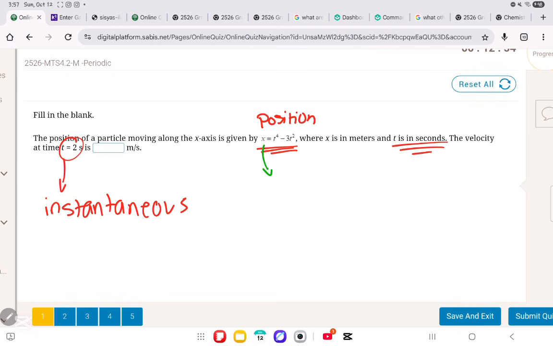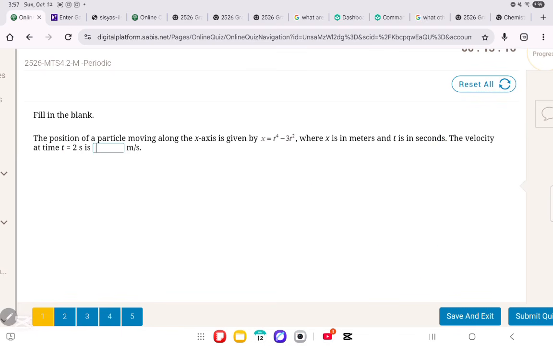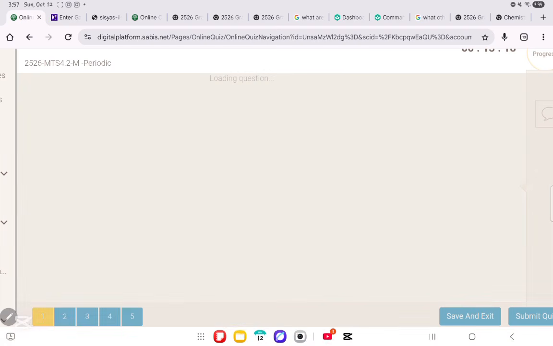Very simply, we take the derivative, so it's gonna be 4t to the power of 3 minus 6t. Now we substitute 2 in the time, so 4 times 2 to the power of 3 minus 6 times 2. That's gonna give us an answer of 20. Let me double check. So 4 times 2 to the power of 3 minus 6 times 2, that's gonna be 20. We move on to question number 2.